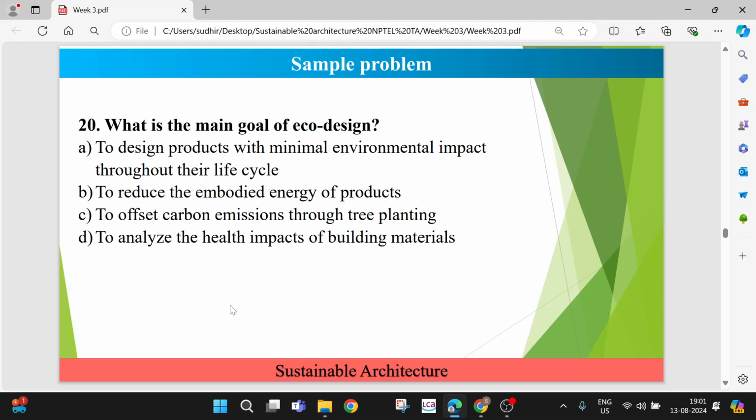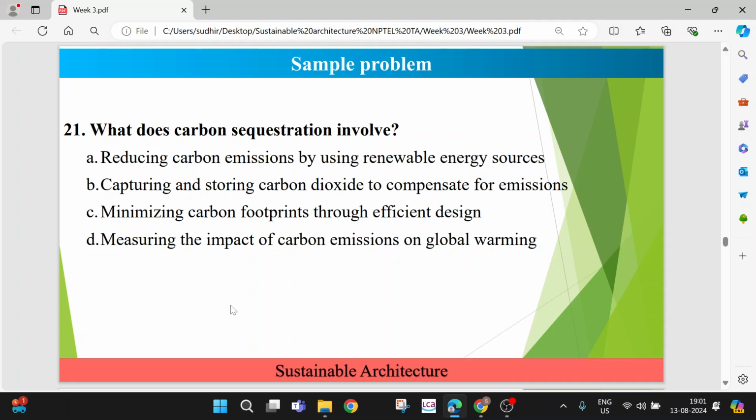Fine. Yes, sir. Okay. Then here is question 21. Try to give answers to this question. Option B. Option B, sir. Sarath is also saying B.